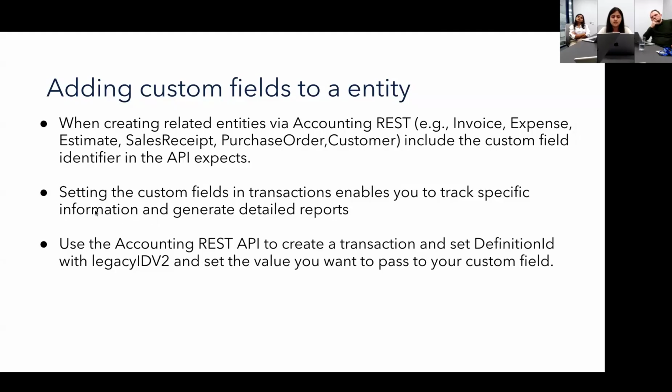With the help of these custom fields, you would be able to track specific information, and you would also be able to generate detailed reports. When you are specifying the custom field identifier in the request body of the entity, I would suggest that you set the definition ID, which you would map to the legacy ID v2. The definition ID should be mapped to the legacy ID v2, and you would need to pass the value that you want your custom field to be set with.